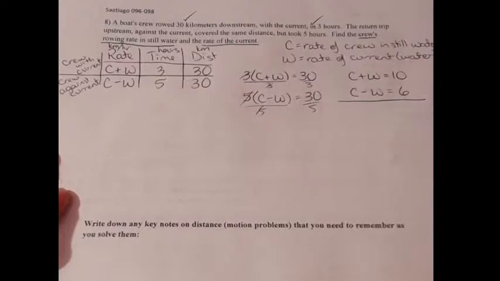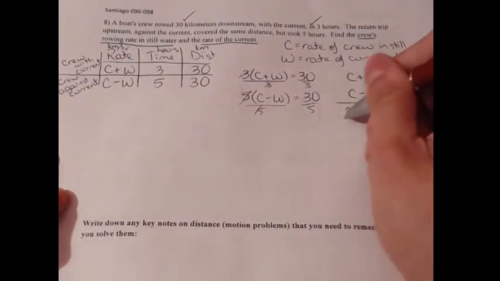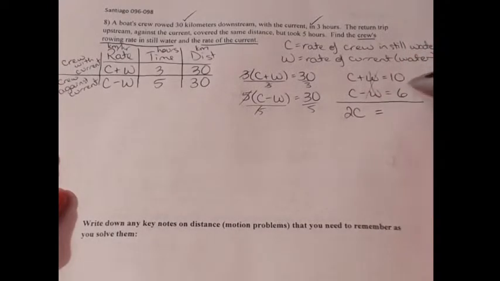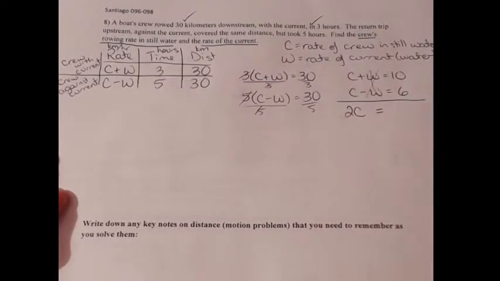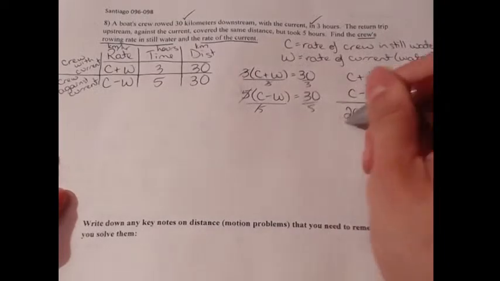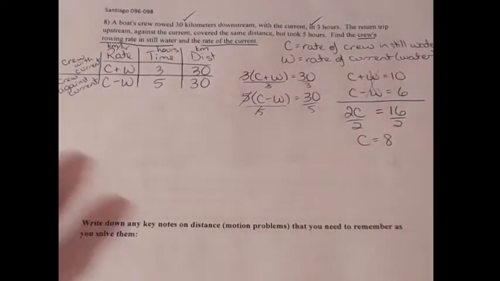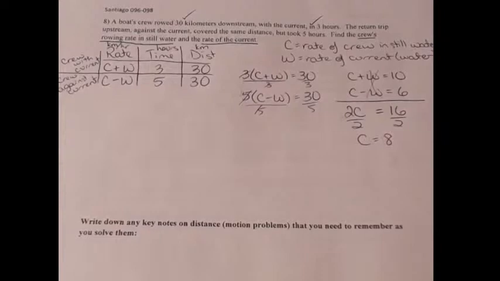So these are both positive C's, so we have C plus C, which is 2C. The W's cancel, and it leaves us with 10 plus 6. They're both positive, so 10 plus 6 is 16. Divide by 2, and you get that C is 8. Yes, excellent, Hannah. That's perfect.